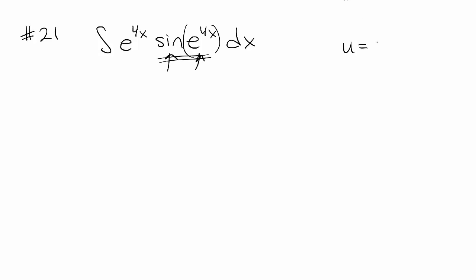All right, 21, we have e to the 4x times sine of e to the 4x dx. And again, we're going to use substitution for this. Now, this one's a little bit easier, I think, because you do have a composition function right here. Sine is the outside function. E to the 4x is the inside function. So set u equal to the inside function, e to the 4x. And then du is going to be equal to 4 e to the 4x dx.